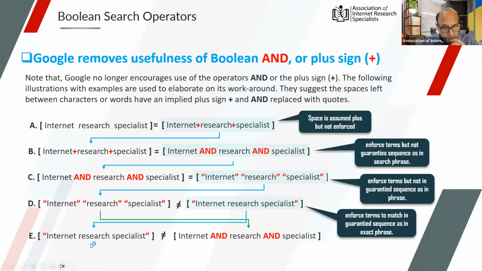Whereas in E, it is saying that internet research specialist within quotation is not the same as internet and research and specialist. It's not a quiz, but it is just a summary of what we have learned so far. This recaps the concept. Really, that's what I think.